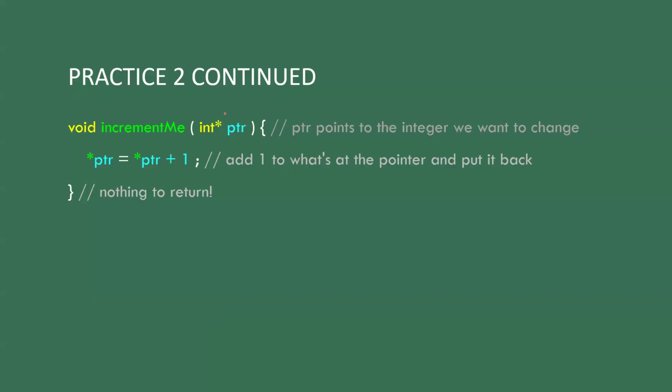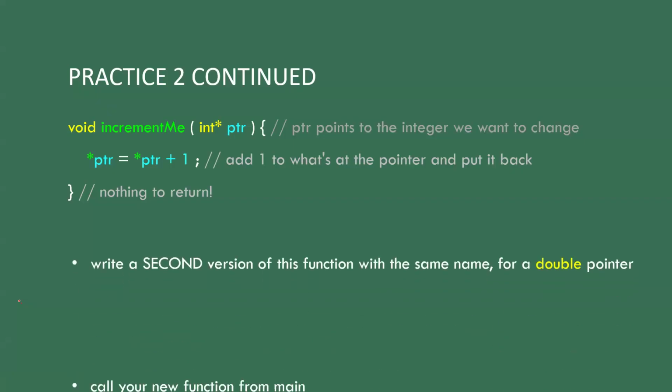Now, if I didn't have that star on there and it was just an integer, I really am just getting a copy of the value. And I can't change a copy of a value. I can change it, but it's not going to have any effect back in main. But when I get a pointer, I can actually change that value way back in main, which is really useful, okay?